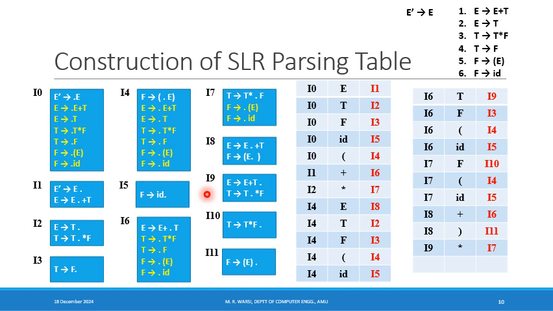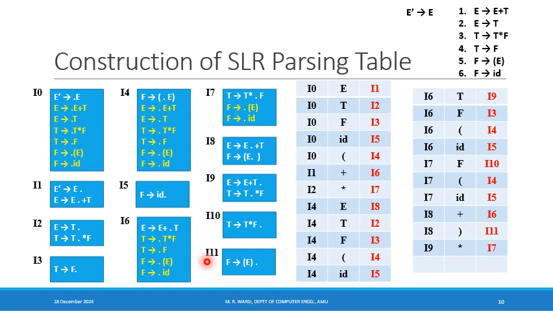Now we move on to the next state, which is I10. In the I10 state, there is a single LR0 item, and in this, the dot is at the rightmost position, so there will not be any transition from the I10 state. Let us now move to the next state, which is I11. In this state also, there is a single LR0 item, and the dot is at the rightmost position. So this LR0 item will also not give rise to any transition, so there will not be any transition from the I11 state.